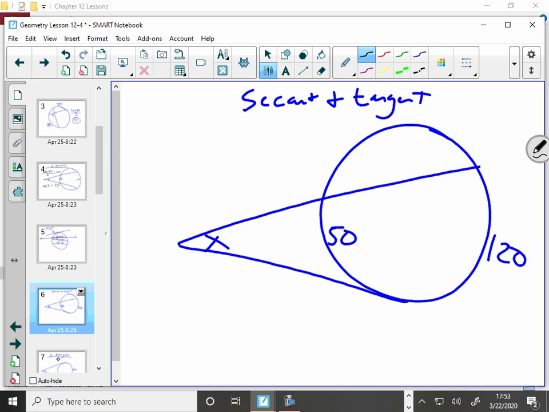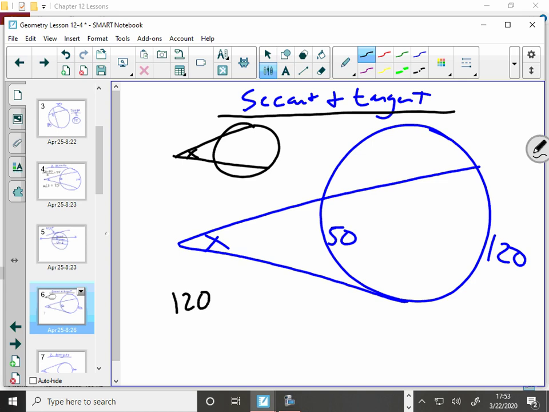So we've had two chords that intersect. We've had two secants that intersect. Now we have a secant and a tangent. Just like when you had two secants that intersected, they intersect and form an angle outside the circle. Same way with a secant and a tangent, and there are two arcs. You do it the exact same way. So you subtract 120 minus 50 and divide by 2. 120 minus 50 is 70, divided by 2 is 35. So the measure of angle x is 35.